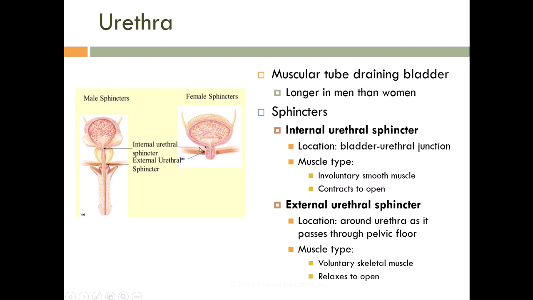There are 2 sphincter muscles. There is an internal sphincter at the base of the bladder. That muscle happens to be involuntary, so you don't have to think about it. It will contract and open when essentially triggered by a reflex. And then at the pelvic floor, there is an external sphincter that is made up of voluntary skeletal muscle that you have to consciously relax in order for it to open so that you can void your bladder at an appropriate time. And that process of urination is called micturition, and we'll talk more about that in the second lecture.